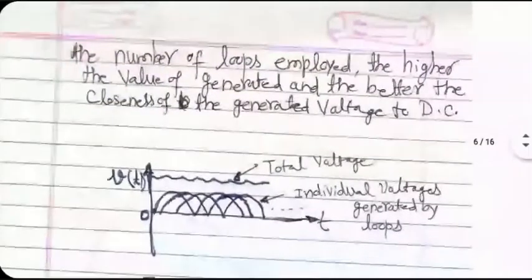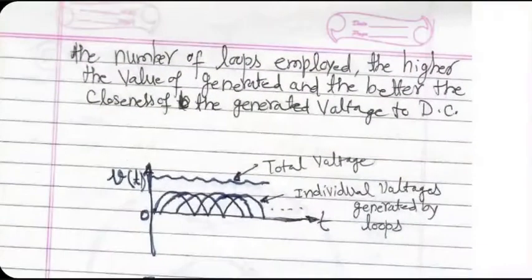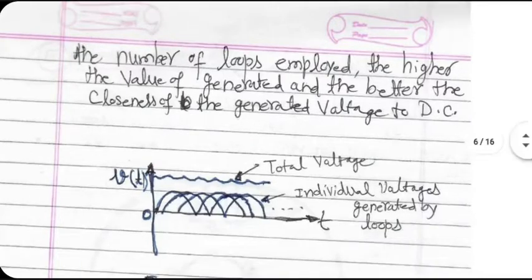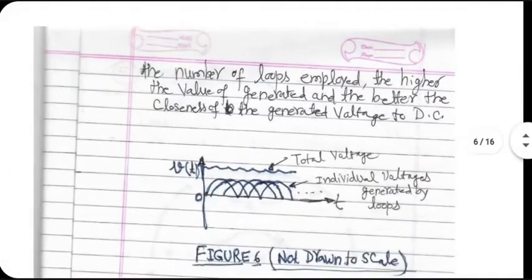Because if you have too many loops, then cost will also go up and other side effects will start coming in. So there's a practical limit. You cannot have 10,000 loops. That will be too much. But on the other hand, you cannot have 100 also. That will not give you enough smoothness in the output waveform. As we solve numerical problems, you'll see the numbers more and more.